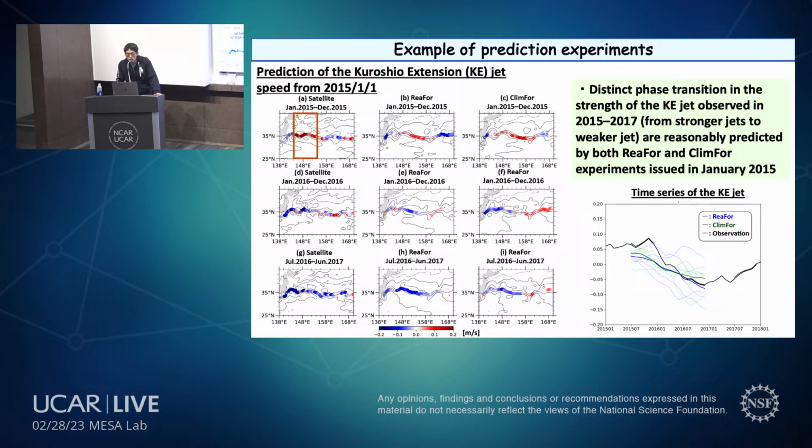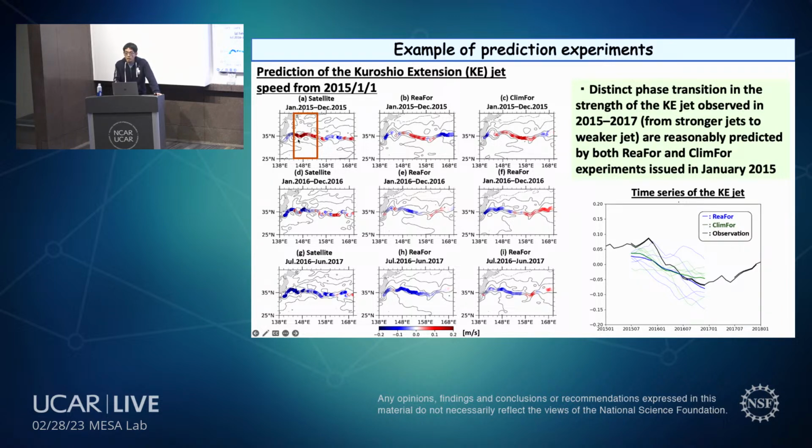So here we show an example of successful prediction of the Kuroshio Extension jet. This is a prediction of the Kuroshio Extension jet speed from January 1st of 2015. For the left panel, it shows the speed of the Kuroshio Extension jet from satellite observation. The middle panel is for the LEA4 forecast, and the right panel is for the CRIM4 experiment.